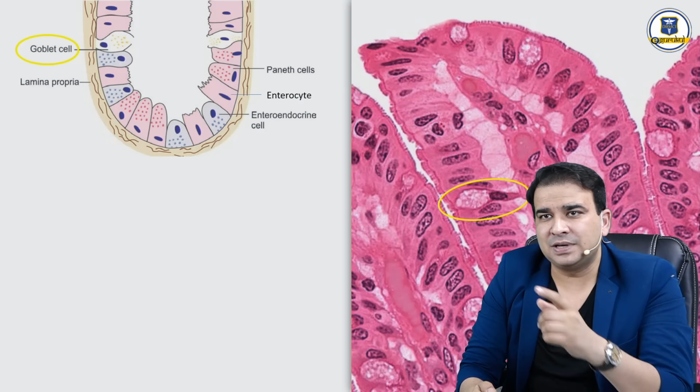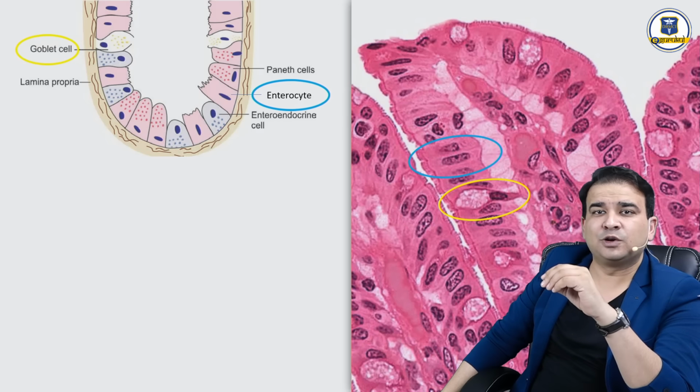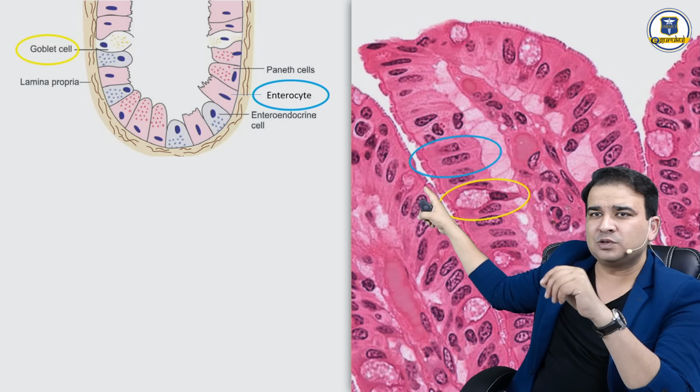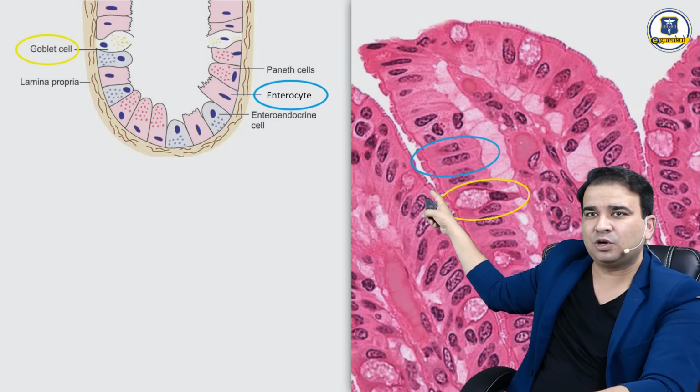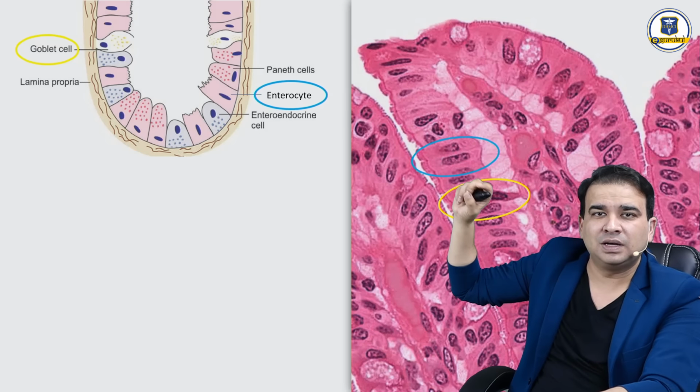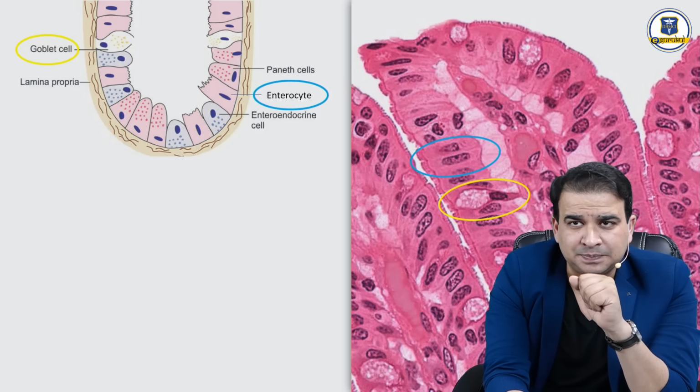And the second type of cell we can notice here are these tall columnar cells, the enterocytes, and you can also appreciate their striated border. Can you see those striations? That is the microvilli present on the surface. So, the striated border of the tall columnar enterocyte. The goblet cells and the enterocyte here.